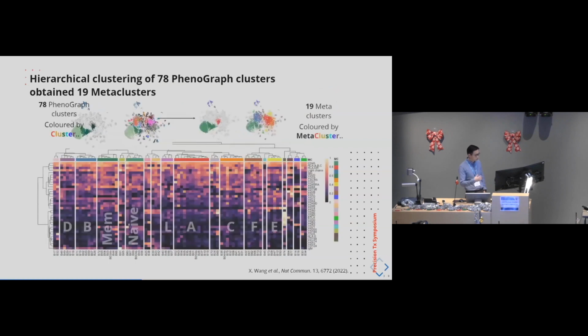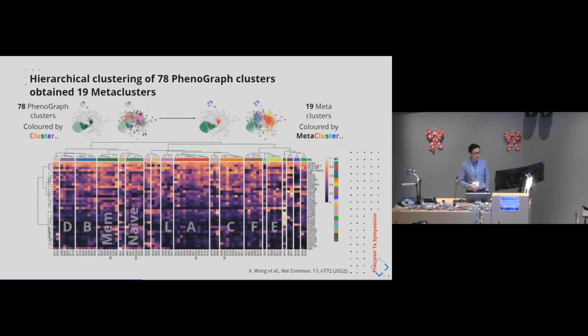So we decided to do another round of clustering. Usually we call this meta clustering, using hierarchical clustering based on the median value of expression pattern. So when we cluster these 78 phenotypic clusters using hierarchical clustering, we end up with 19 meta clusters. This is colored on the top of the heat map, and also in this graph. It combined the two memory clusters into one, so we don't really care.